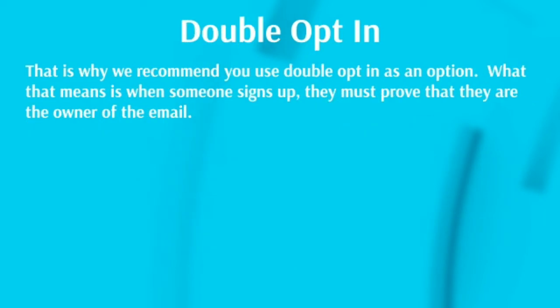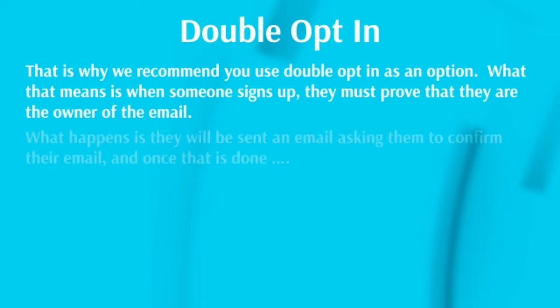Here's what double opt-in is. Double opt-in is when somebody signs up, and let's use the example before where they fill in their name and email address on your landing page, and they click submit. Now, at this point, they're not going to be added to your list. They're going to be added to a sort of pending list.